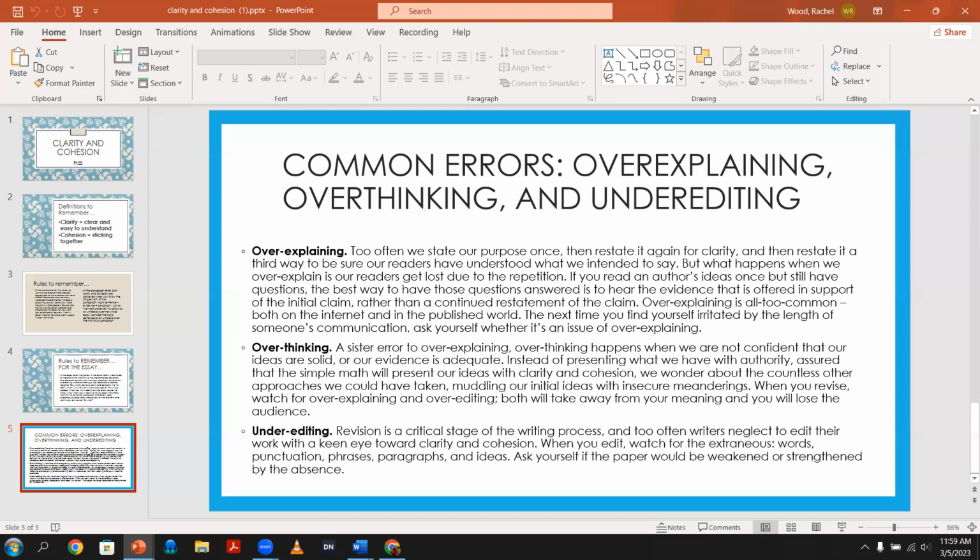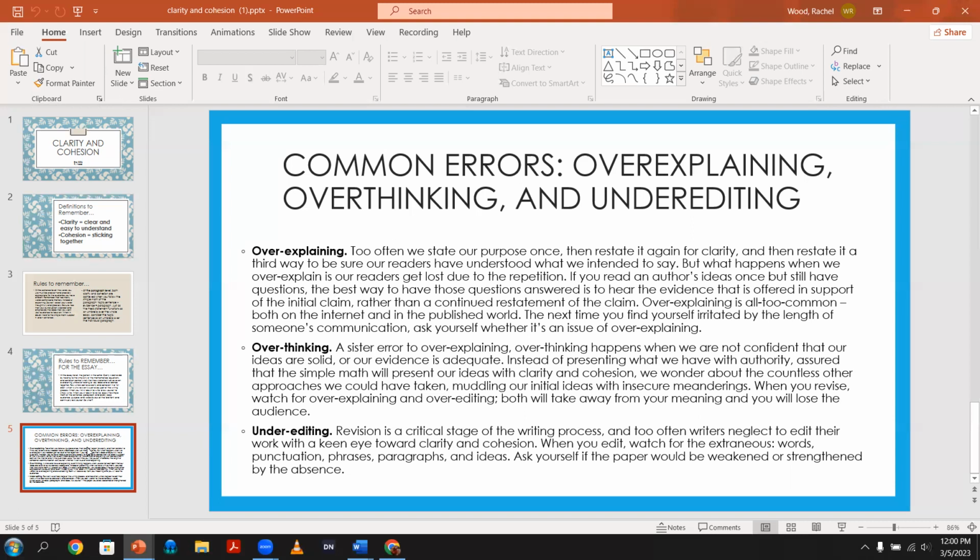And then under-editing. Because revision is such a critical stage of the writing process, too often writers neglect to edit their work with a keen eye towards clarity and cohesion. When you edit, you want to watch for the extraneous, the extra stuff: punctuation, phrases, paragraphs, ideas. Ask yourself, would my paper be weaker or stronger if I take this out? And that's really all clarity and cohesion are.